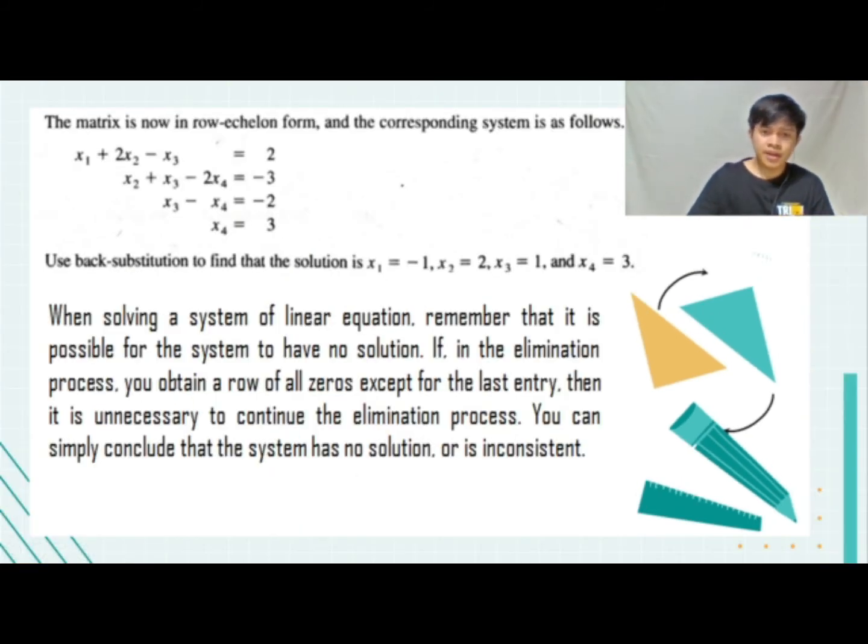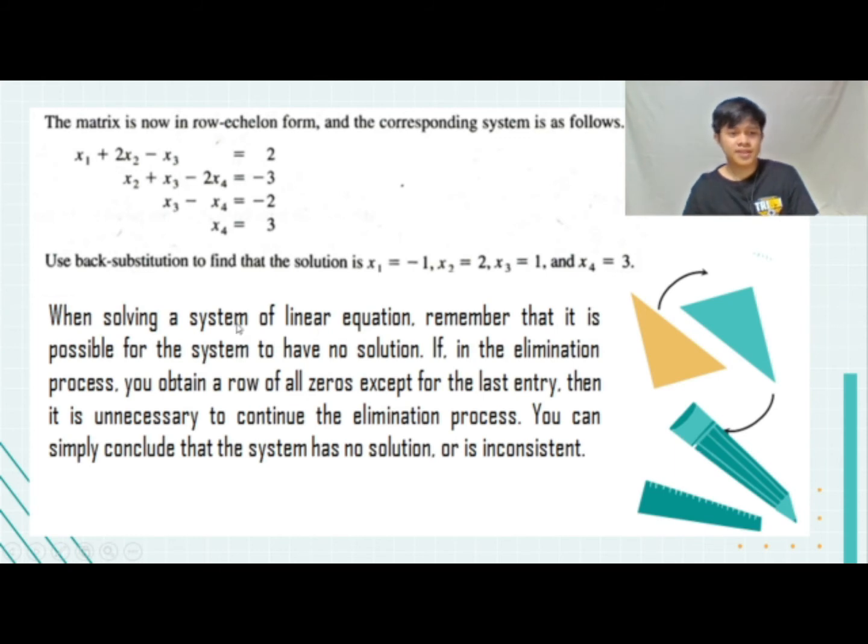So, here now, x of 1 is equal to negative 1. X of 2 is equal to 2. X of 3 is equal to 1. And also, x of 4 is equal to 3.